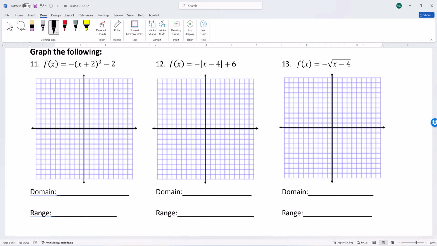So as a reminder, the parent graphs for a cubic looks like that. For absolute value, looks like that. For a radical, looks like that. Remember, the negative in front means that that's a reflection over the x. So that means it's going to get reflected downward.